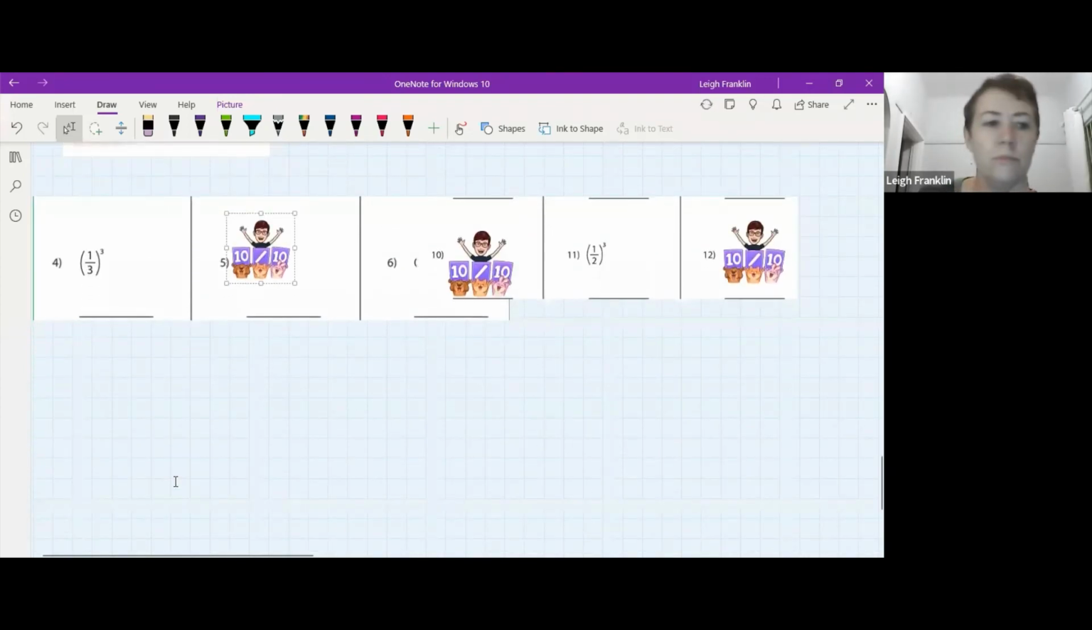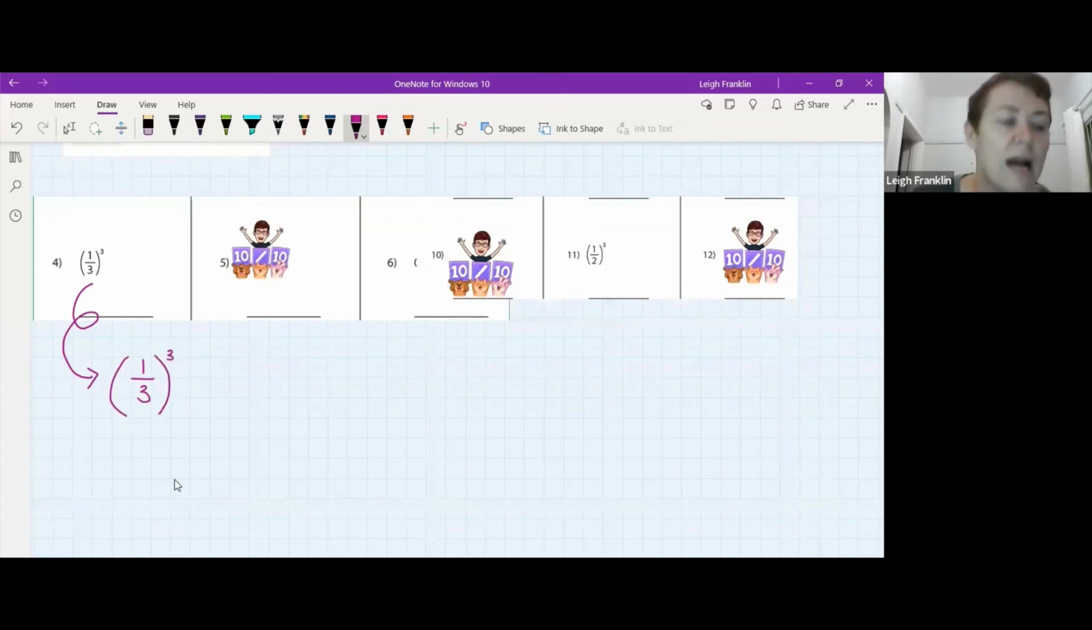Yes, ma'am. Okay, so what I've got written here, in case it's a little bit difficult to see, is 1/3 cubed. Now, I don't want to know what the answer is. We can work out the answer now. I want someone to tell me what this means. What does it mean?